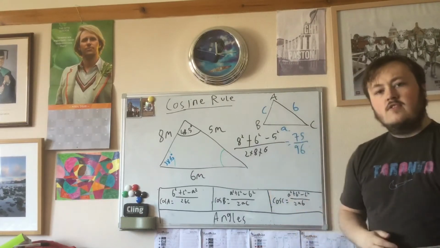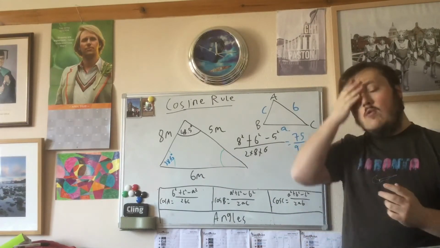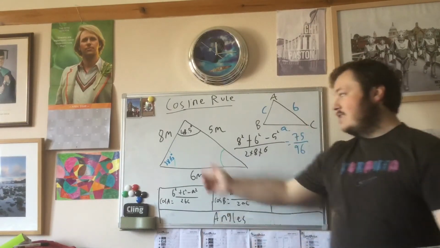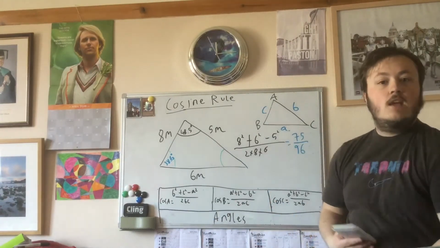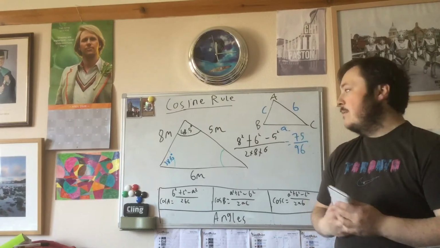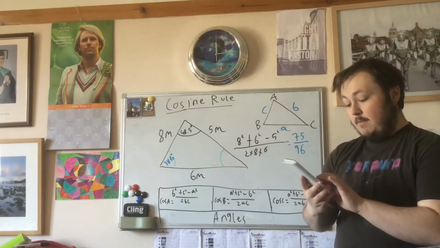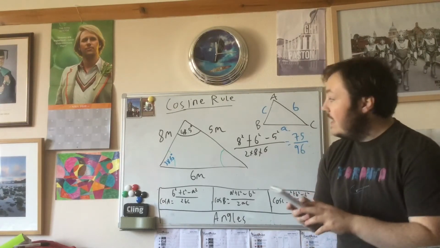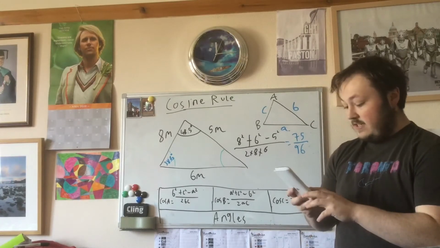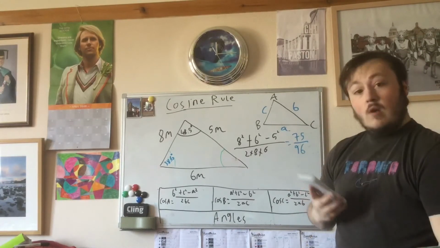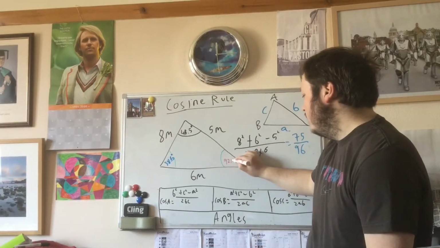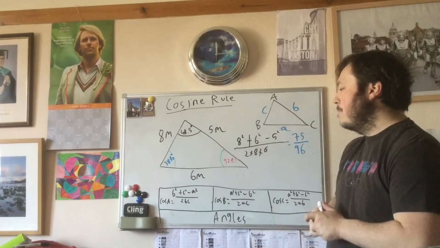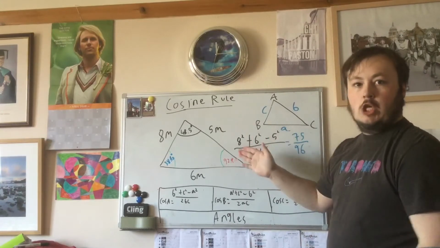Do we need the cosine rule to find our other missing angle? No, we don't. Because if we have two of them and we know that all of the angles add up to 180, we can just find our missing angle from here. So 180 minus 48.5 minus 38.6. And then once you take them away from 180, you will get 92.9 degrees.